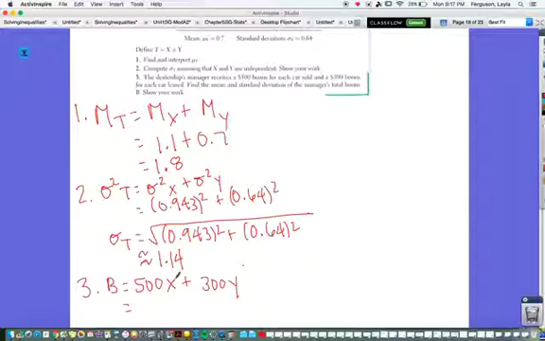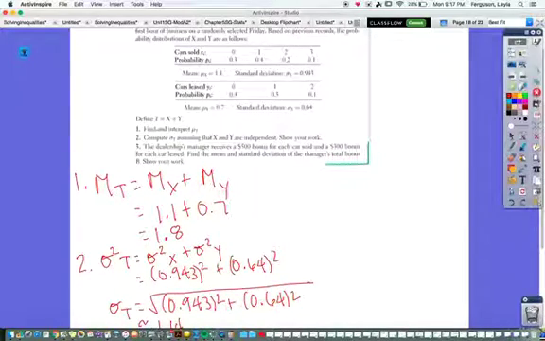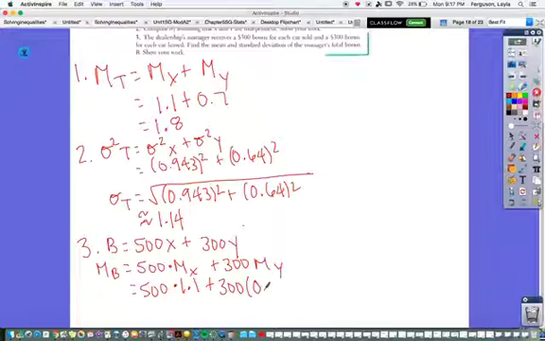Now, because I'm multiplying by 500 and by 300, the X and the Y respectively, I would say 500 times the mean of X plus 300 times the mean of Y to get the mean of B. From my problem, I know that the mean of X is 1.1. It told us so up here in this table. And then I know that the mean of Y is 0.7. So plus 300 times 0.7. Let me put this one in parentheses too.